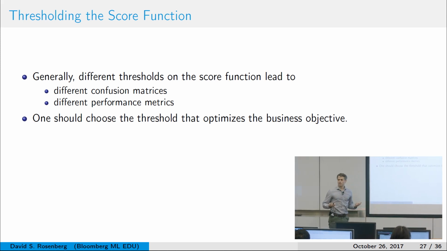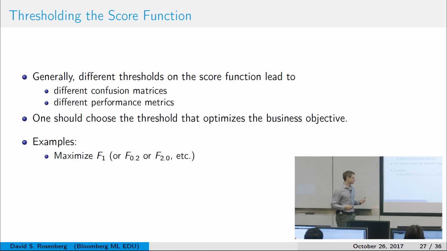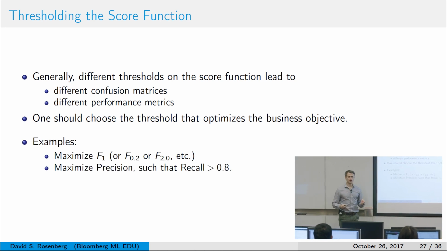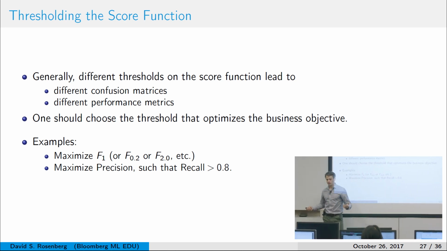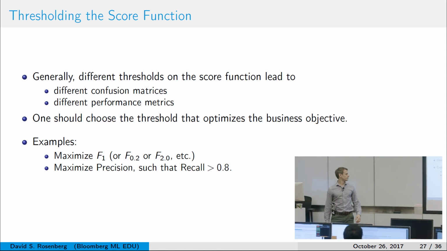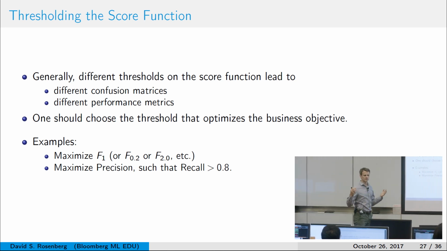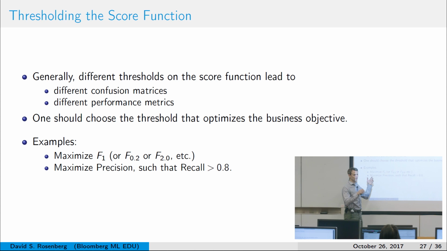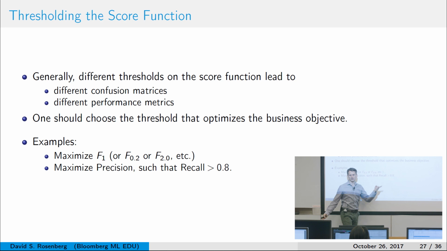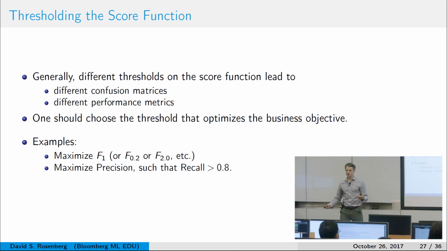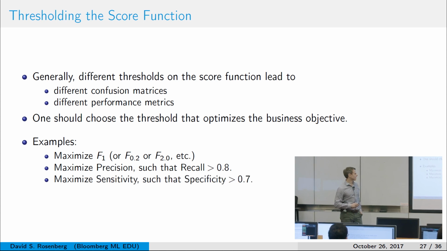If you have a business objective you can write down precisely, you should always try to do that. One common form of optimization would be to set a minimum requirement for, say, recall. Like, I don't want to miss more than 20% of the documents that I should be getting back. But as long as I have 80% of the documents that are relevant, I want to get rid of as much junk as possible. So I want to maximize the precision subject to a constraint that my recall is 80%. That would be another form of a metric you can look at.